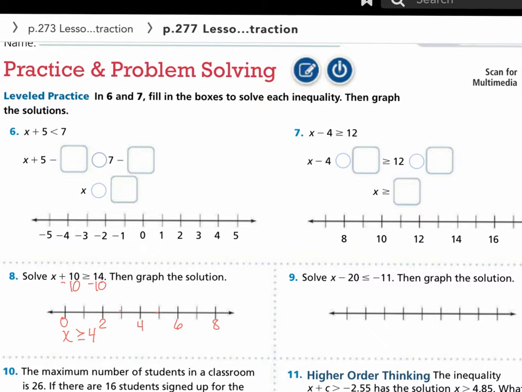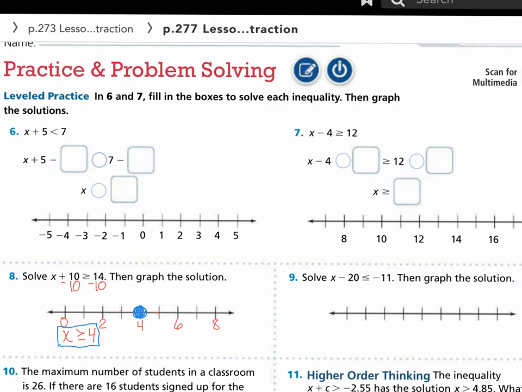Since 4 is a solution, I'm going to put a circle at 4. And then I'm going to decide whether or not I'm going to color that in. So I look back at the inequality, the solution I have, and I notice that it's greater than or equal to. So when it's greater than or equal to, or less than or equal to, when there's a line underneath, that's when you're going to color it in.